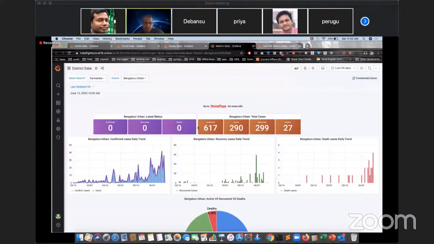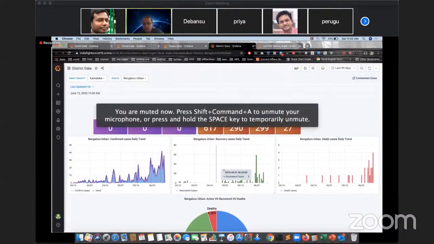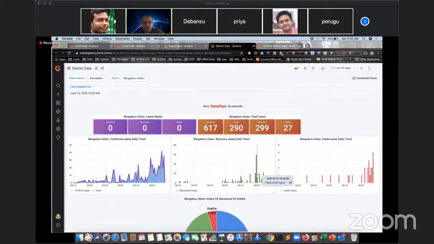So you can see how many cases were reported here, and then you can see the daily trend. In the case of Bangalore, initially very few cases were being reported, but from the last 2 weeks, Bangalore also started reporting so many cases, which is sort of a worry for all of us. And because of this, containment zones are also increasing. And this is the recovery trend, how the recovery trend looks for Bangalore.